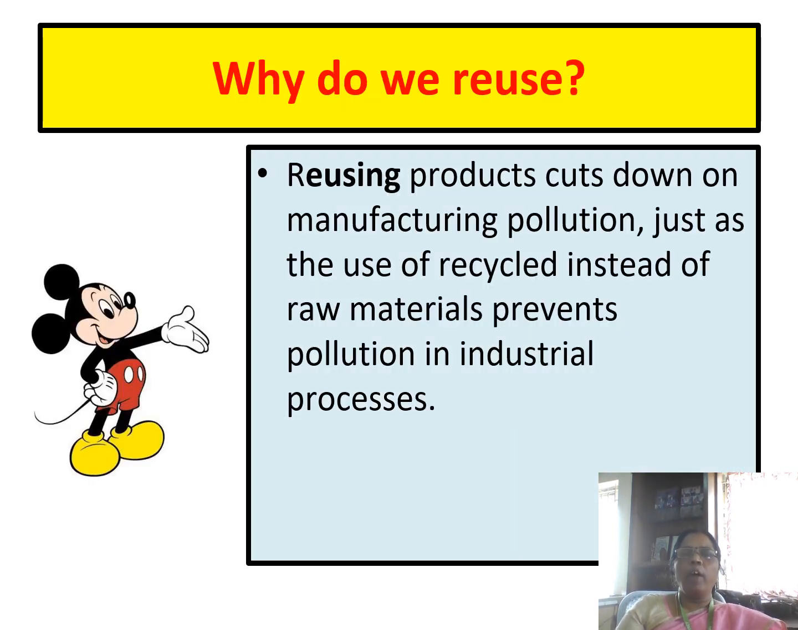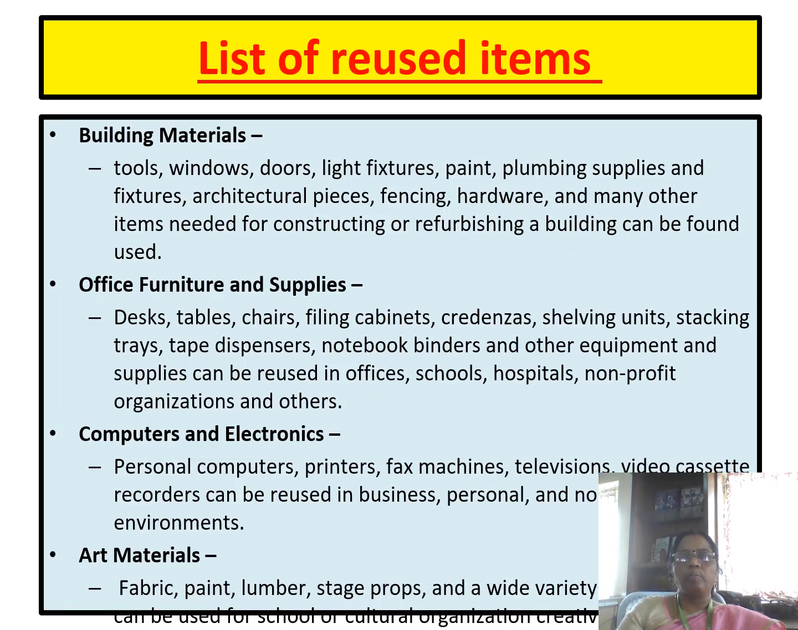Then, why do we go for reuse? Reusing products cuts down manufacturing pollution, just as the use of recycled material instead of raw materials prevents pollution in industrial processes, and thereby it also reduces the depletion of the original resources available on the earth, and eventually sustainability will be there in the reuse process.